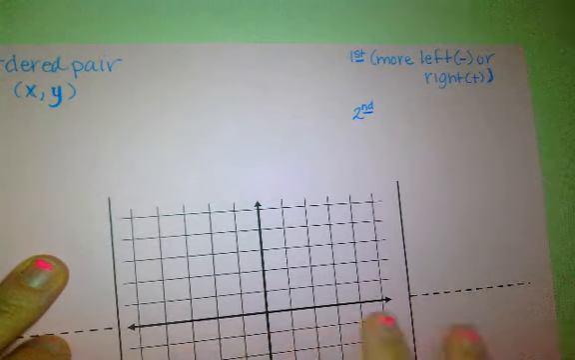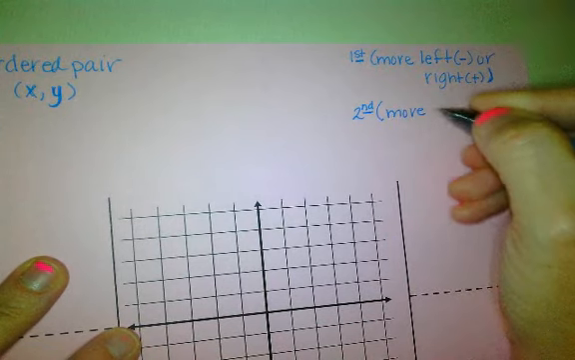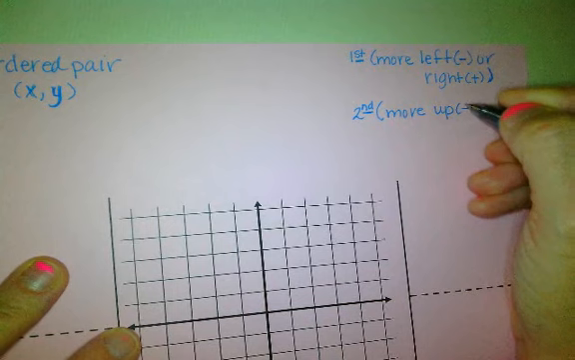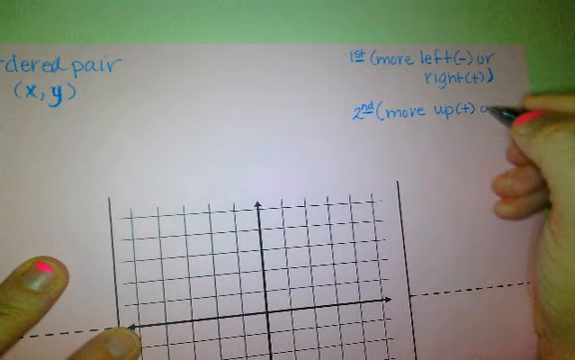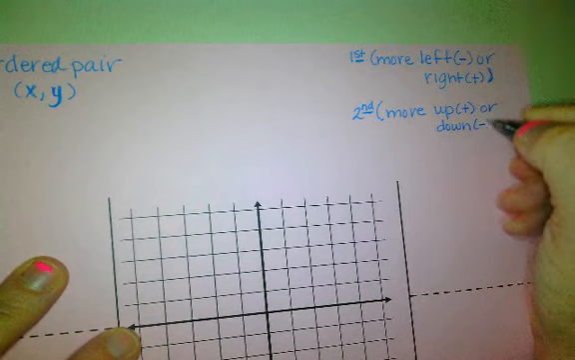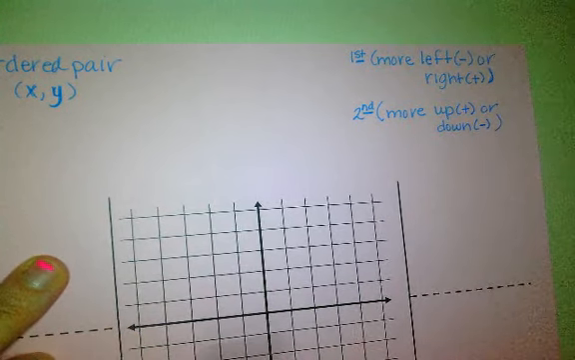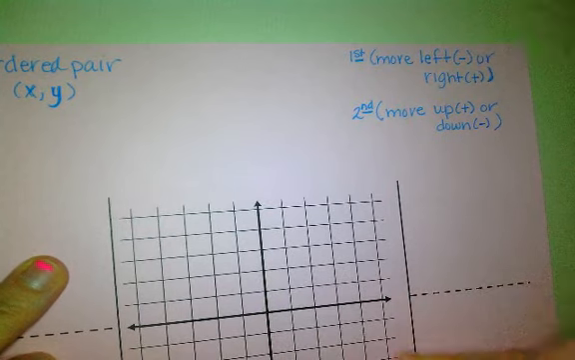The second thing you do. So once you've moved left or right, you're then going to move up, which is positive, or down, which is negative. Okay? So you have to go this way and then this way to plot the point.